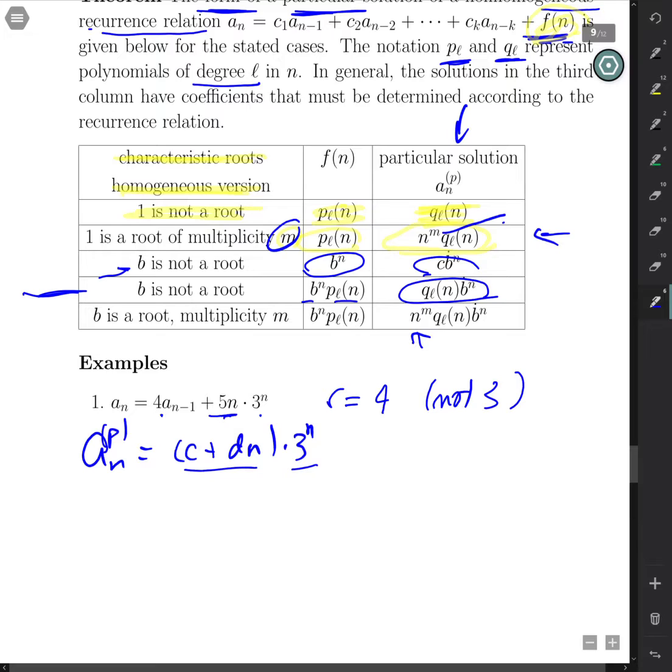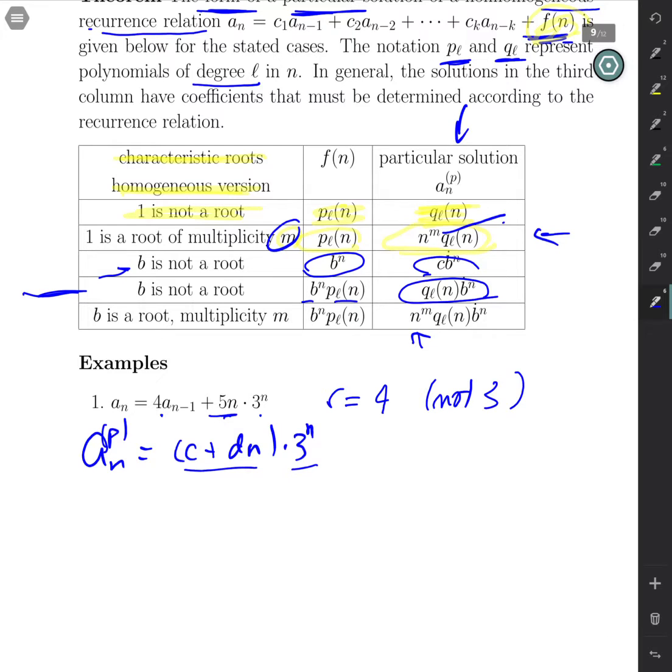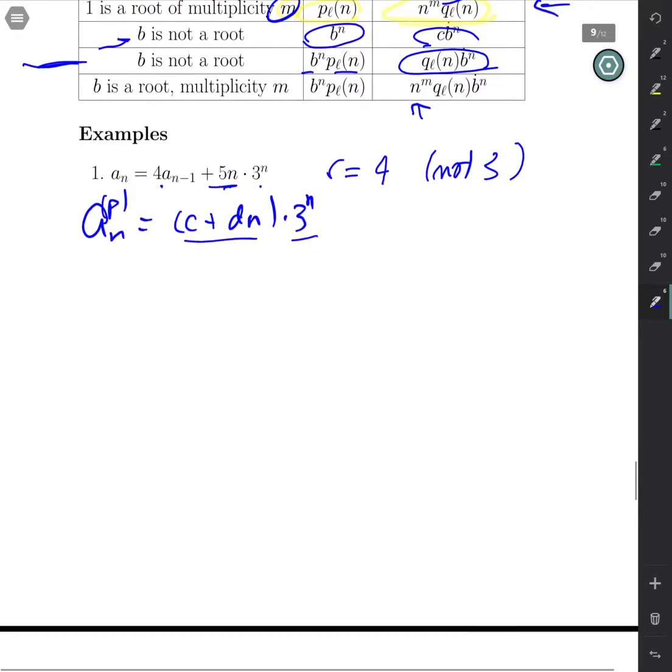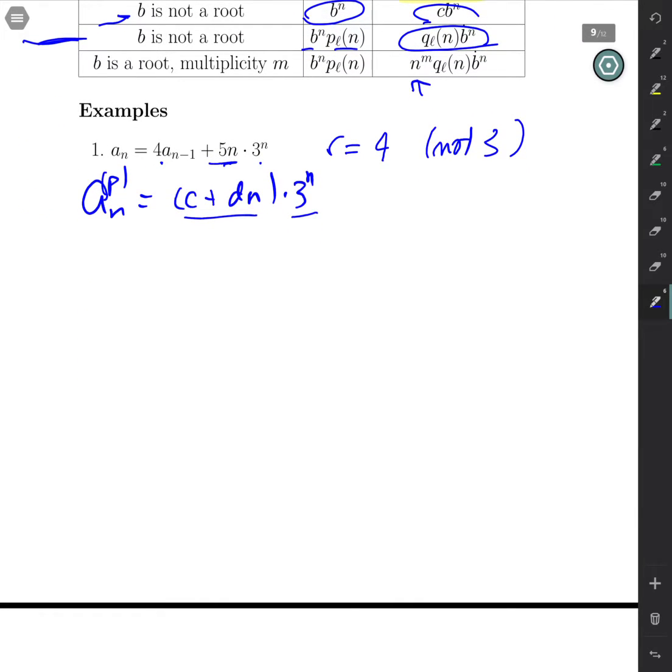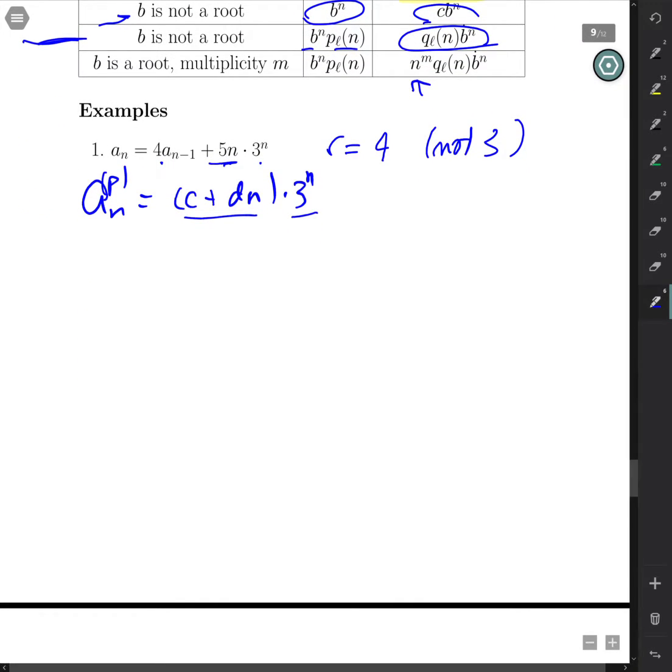Notice I'm not carrying the 5 down here. That'll be taken care of by the constants c and d as we figure those out. So if you substitute that in, we'll see how far we get before we get a little bit too bored with doing all of this. Let's just see.